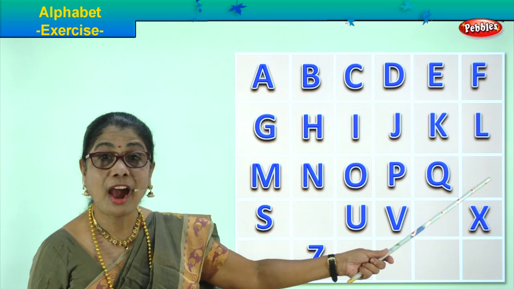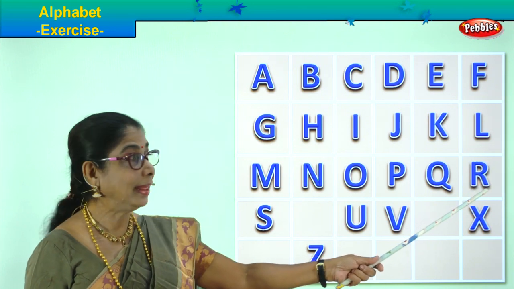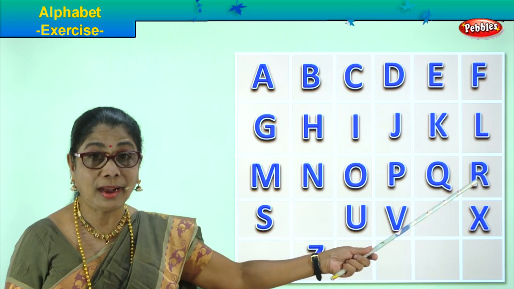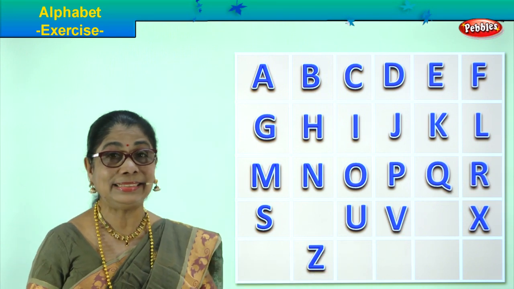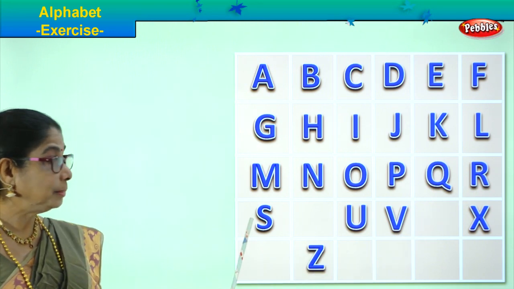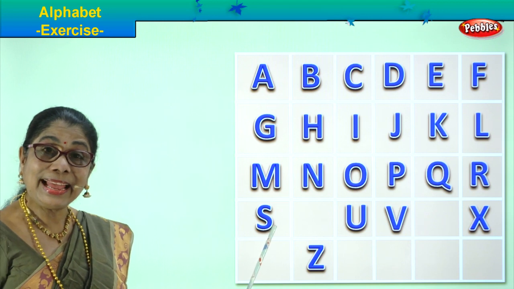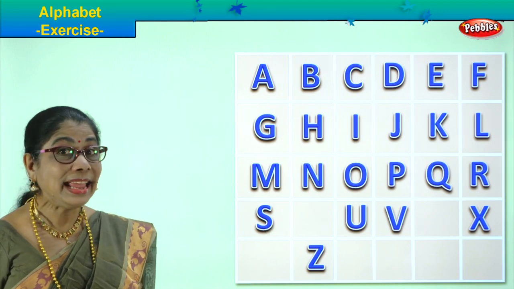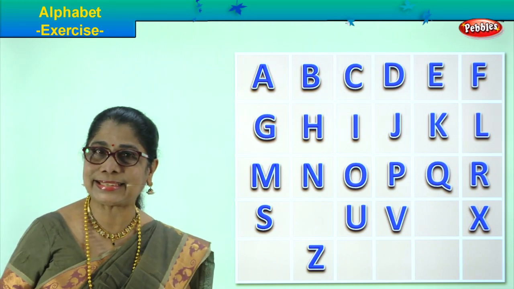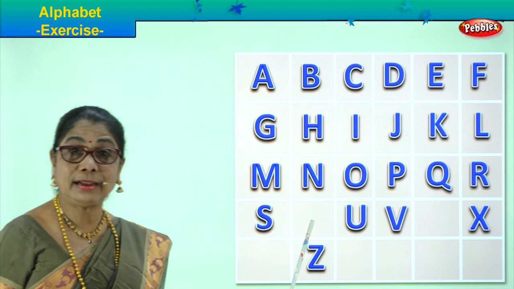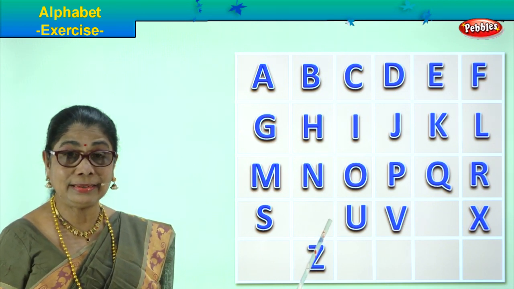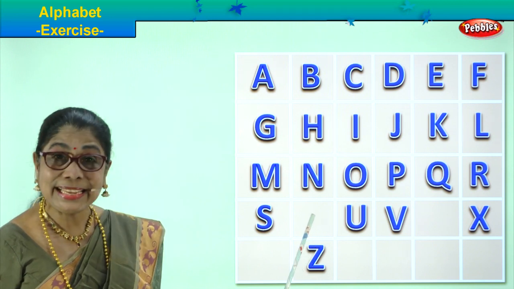Very good. R. Big letter R. Rat. What's the sound of letter R? R. Very good. After letter R comes, what is this? S. Letter S, snake. Sound S. Next letter after S is letter, capital letter, big letter T.